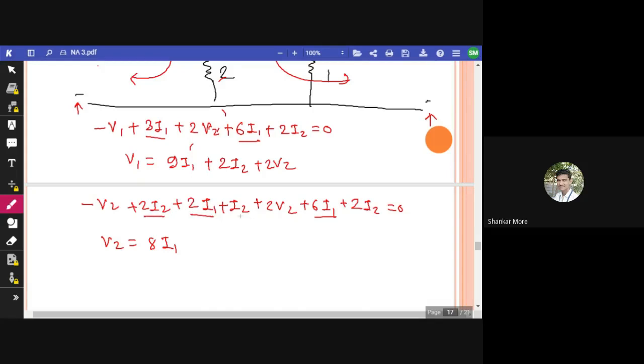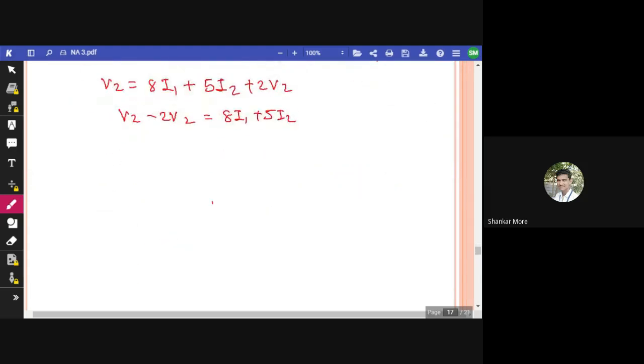After that, this is I2, this is I2, this is I2. So 2I2, 3I2, 5I2. And this is 2V2. So let it be 2V2 here. So if this 2V2 goes here, it would be V2 minus 2V2 is equal to 8I1 plus 5I2. So minus V2 will be equal to 8I1 plus 5I2, and V2 is equal to minus 8I1 plus 5I2.